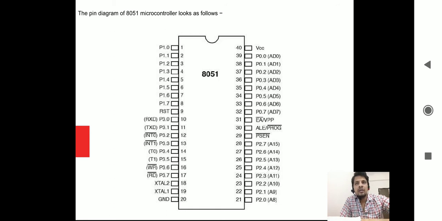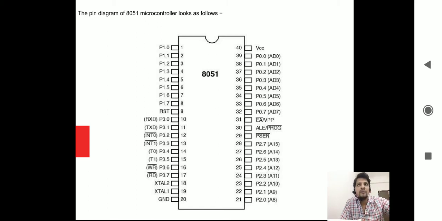Now pins 21 to 28 are also known as port 2. It serves as an input output port, and higher order address bus signals are also multiplexed using this port. So port 2 acts as an input output port and also carries the higher order address bus signals. These are the things we can perform with port 2.